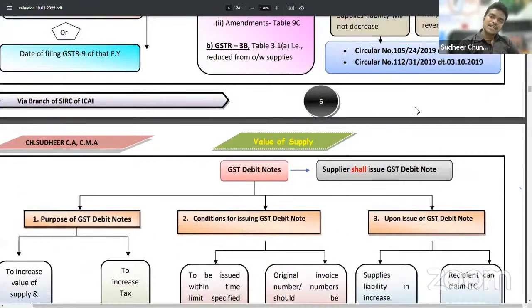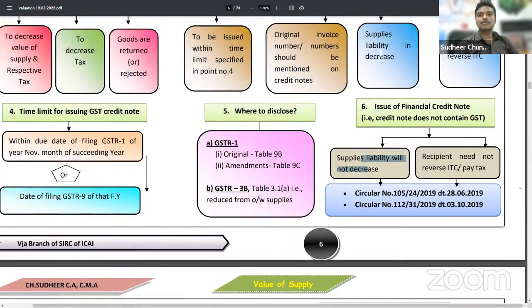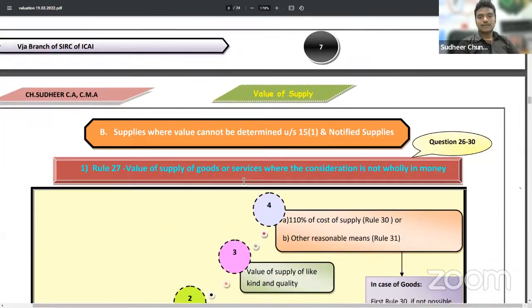Whereas a financial credit note you can give, because the supplier's liability generally decreases. If you raise a financial credit note, it's a benefit to the government. But a financial debit note is not permissible. Okay. So now coming to the next one.